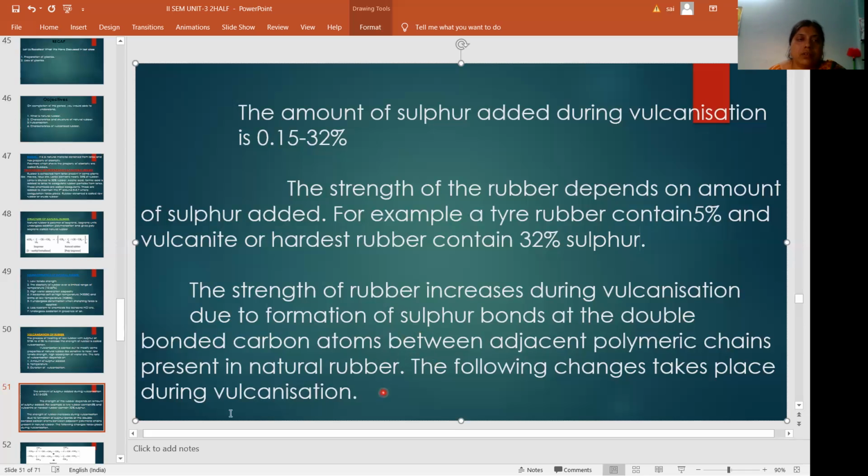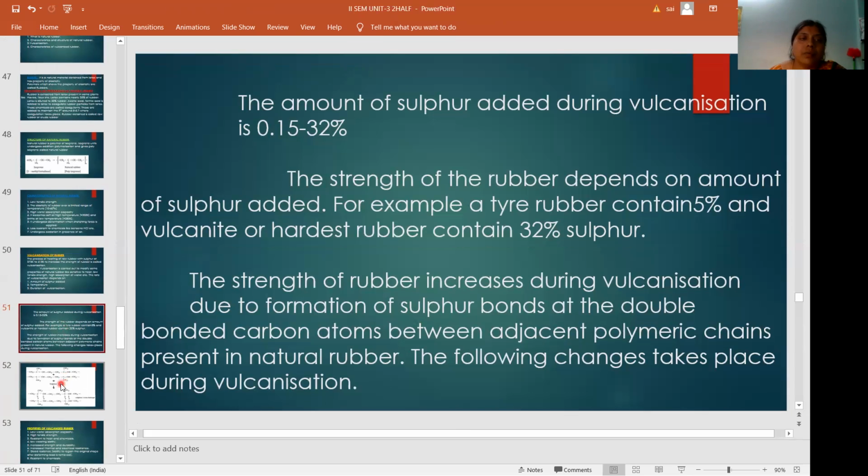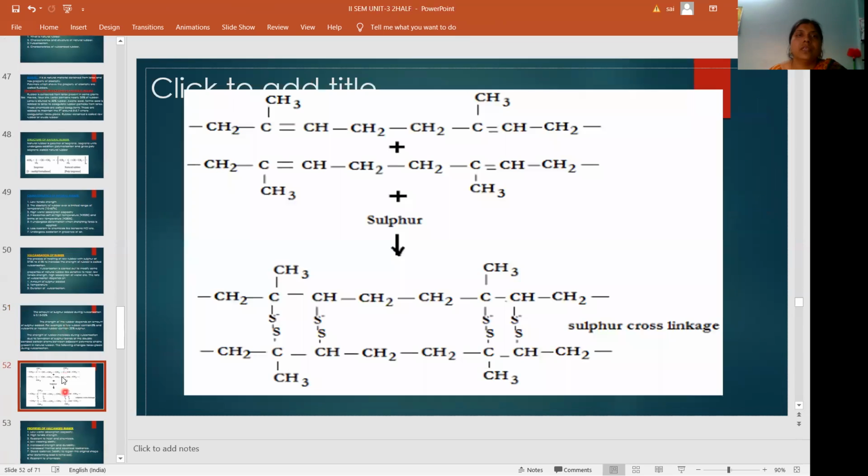Okay. What are those reactions? We will see here how the sulfur bonds are forming. If you see here, the one above is the natural rubber. Here two, here one isoprene, and here two, here one isoprene. That means isoprene molecules are joining and we are getting natural rubber. This is one polymeric chain. This is one chain of natural rubber.